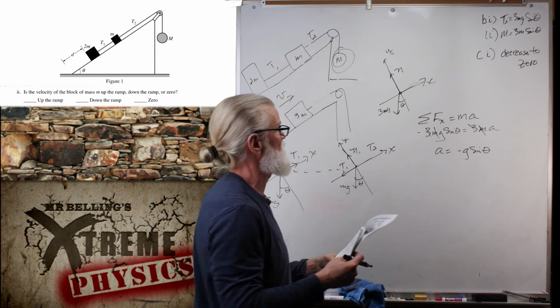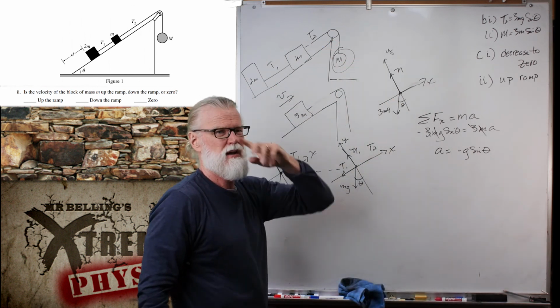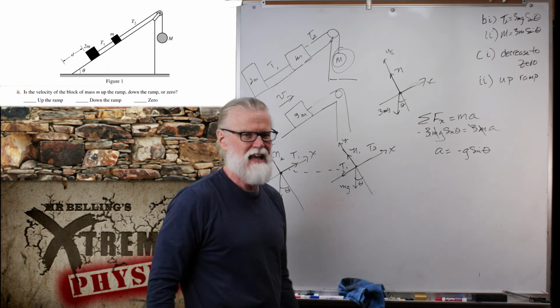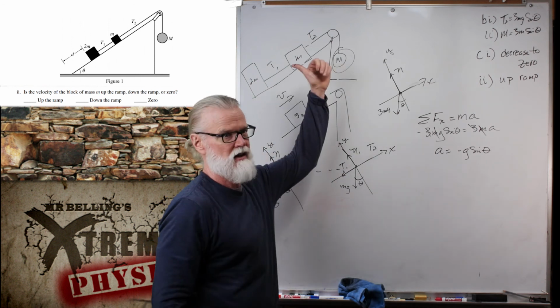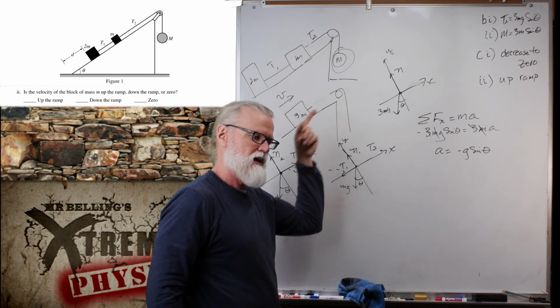It does have a downward acceleration. It was already moving up the ramp. It's going to continue to move up the ramp because of its inertia. A body in motion stays in motion. There was an unbalanced force, so it's accelerating down. It's going to slow down, stop, and then come back.